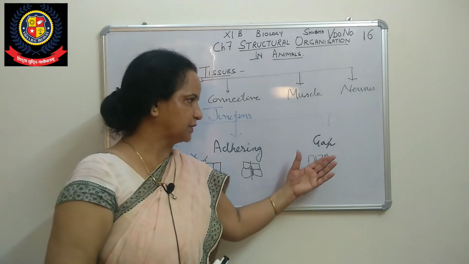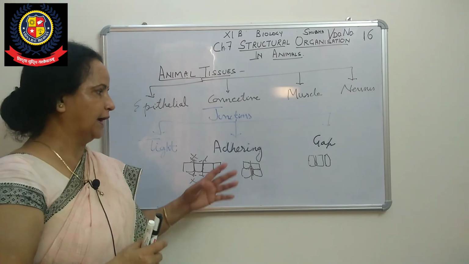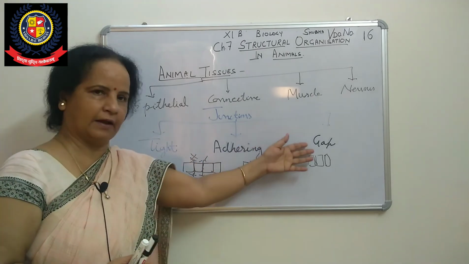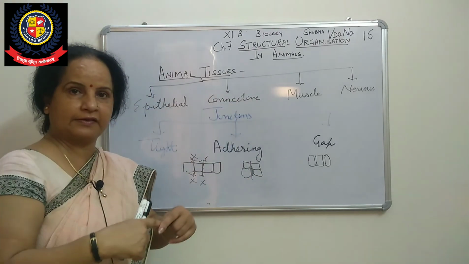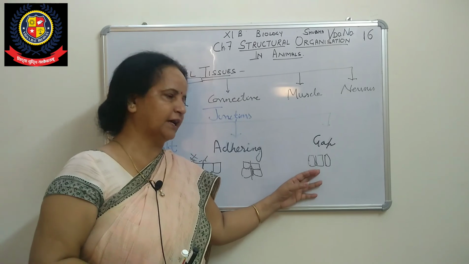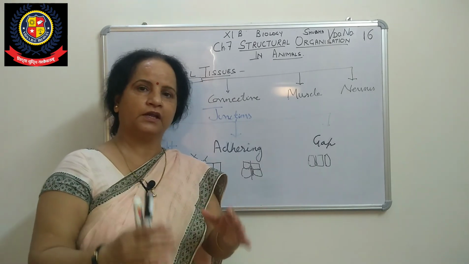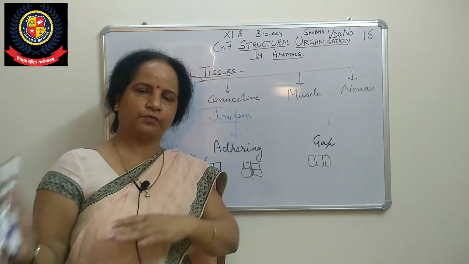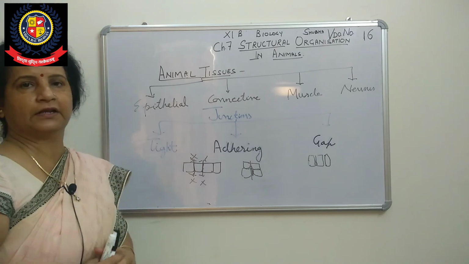So these are the three types of junctions which hold all the cells together: tight, adhering, and gap. Tight is tightly closed. In adhering, the cementing is there, and a number of neighboring cells are together. In the third, they have space between them, and they give a chance to move things or to transport things across, from this part to this side. So this is about only the epithelial tissue.